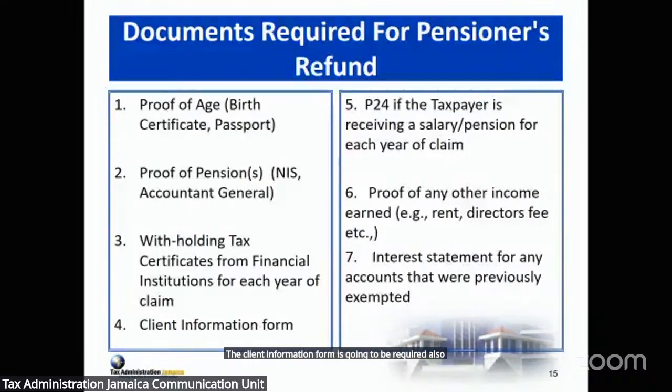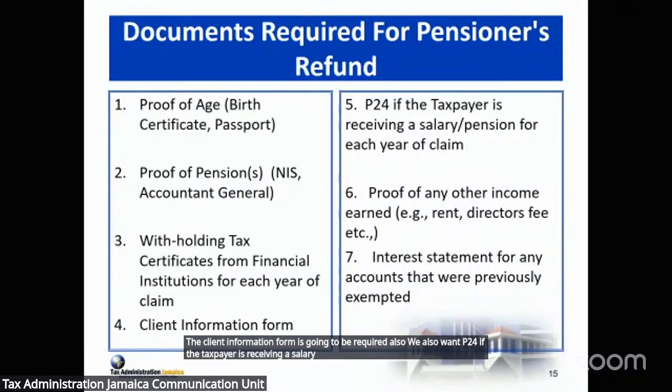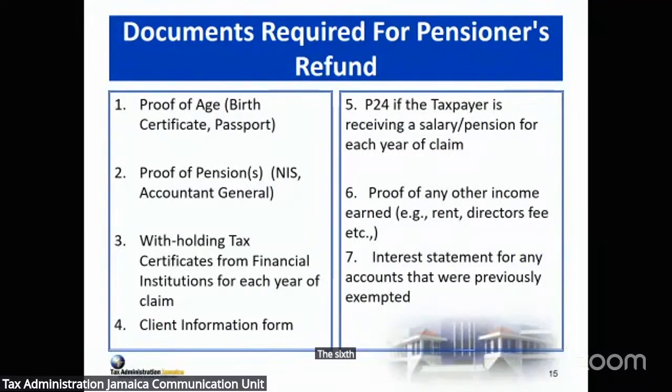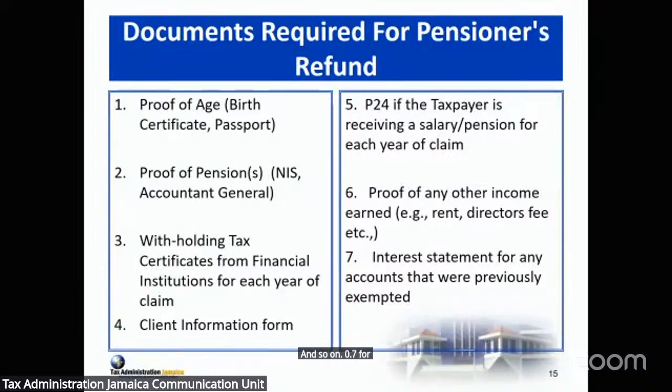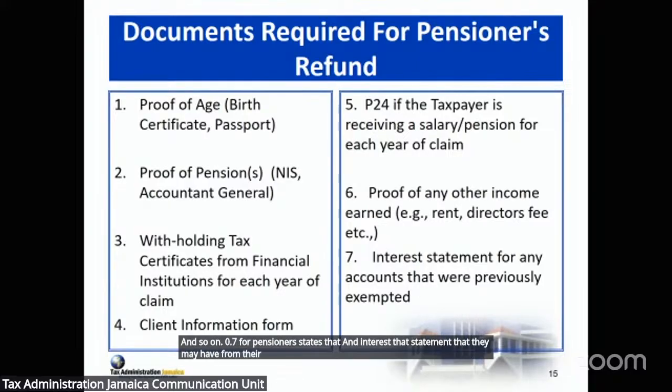We also want the P24 if the taxpayer is receiving a salary or a pension for each of the years that a claim is being made. The sixth point for pensioners includes proof of any other income earned, for example, if they receive rental income, director's fees, and so on. Point 7 for pensioners states that any interest statement that they may have from their financial institution, and any documents that were previously exempted, would be required from such persons.